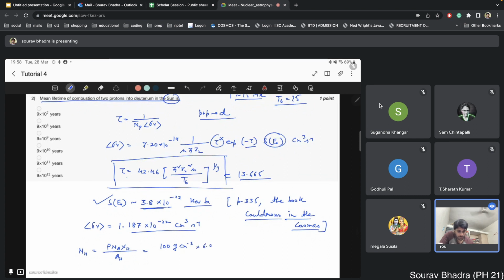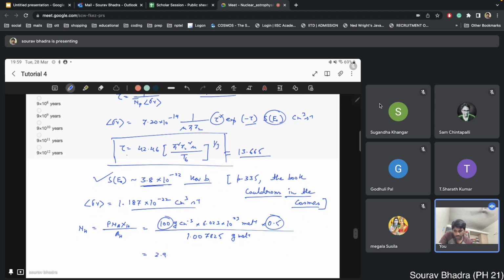Na is okay, 6.023 times 10 to the power 23 mole inverse, and mu x is 0.5. So all these values should be given. Okay, so 0.45 I have taken for x H. That's why I put this problem at last, because it is not a good way to state the problem. Rho is 100. If you use all these things, 1.007825 gram mole inverse, then you will find NH as 2.986.